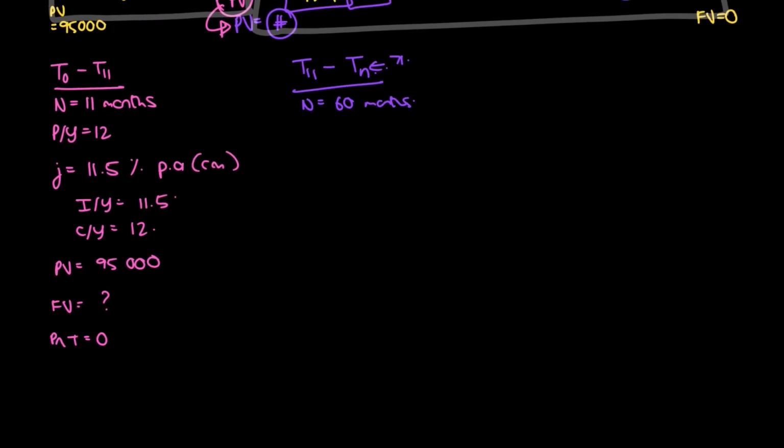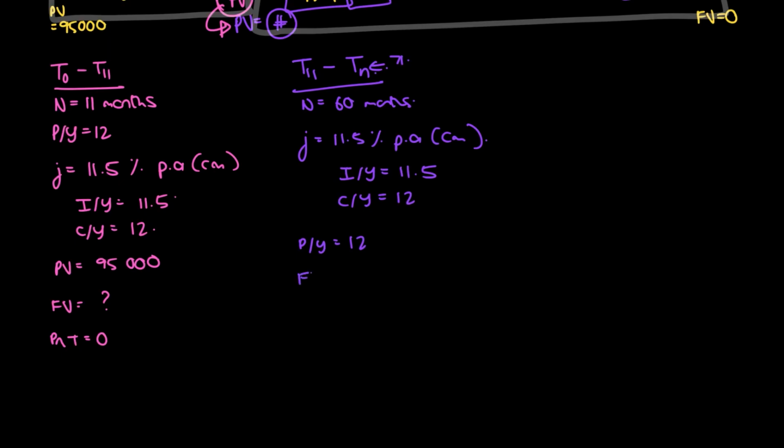Now, the other information that we still have is the nominal interest as 11.5% per annum compounded monthly. I'm rewriting it because later on you will have situations where the interest changes and stuff. So let's just get you in the habit of it. So IY is 11.5. Our CY is equal to 12. Our PY is equal to 12 because it's monthly payments. We don't know what those payments are though yet.